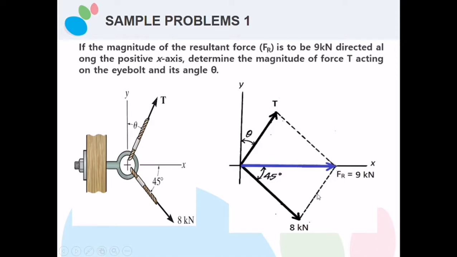So we have now a parallelogram, four sides. Here is the theta, and here is the given angle of 45 degrees. Our resultant force, which is directed along the positive x-axis, is 9 kilonewton. So our next step is to know the angle here. What will be the angle here?